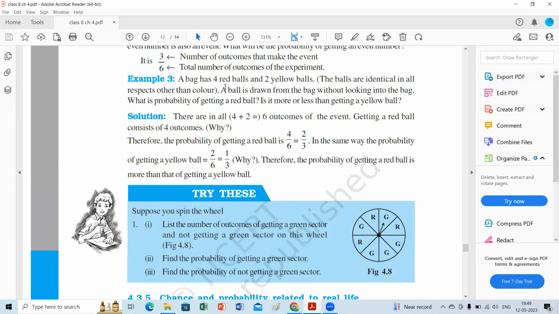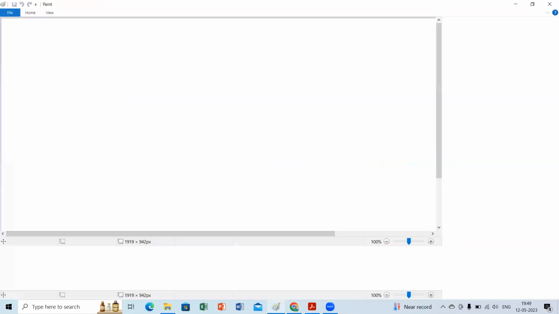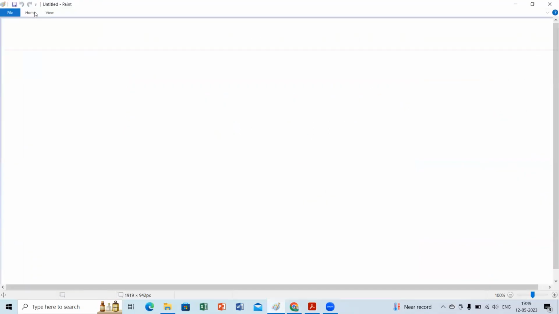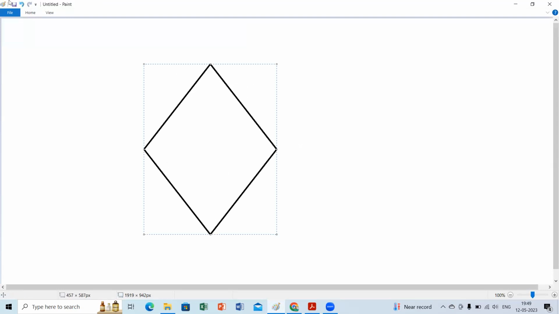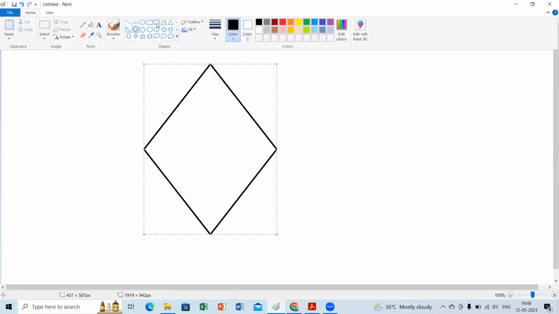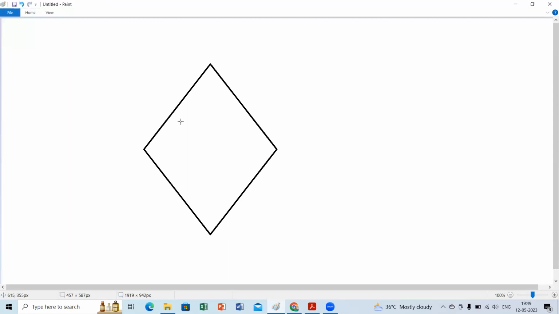There is a bag, children, with 4 red and 2 yellow balls. The balls are identical in all respects other than color. A ball is drawn from the bag without looking into the bag. What is the probability of getting a red ball? Let's go with some practical, children. Theory part is continuous theory. Suppose this is a bag. In this bag, how many reds and how many yellows? 4 red balls and 2 yellow balls.